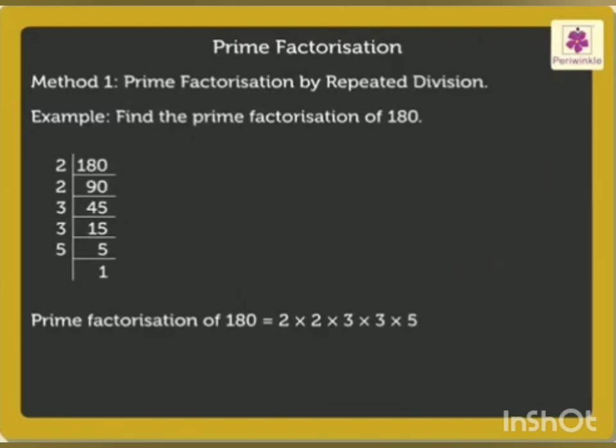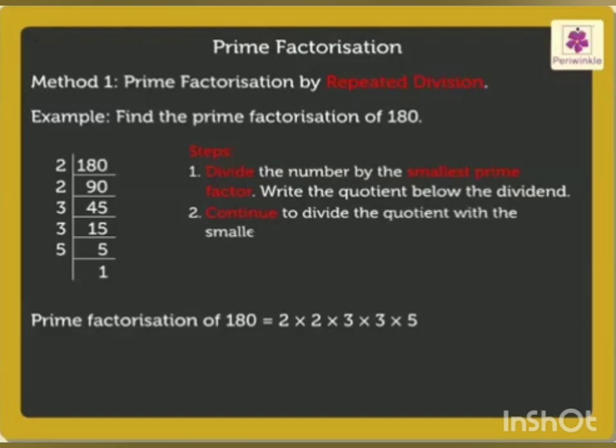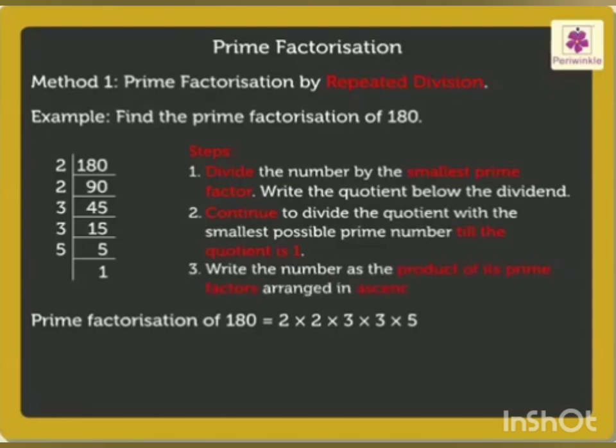So, we have to follow 3 steps while finding the prime factorization by repeated division method. They are: Step 1. Divide the number by the smallest prime factor. Write the quotient below the dividend. Step 2. Continue to divide the quotient with the smallest possible prime number till the quotient is 1. Step 3. Write the number as the product of its prime factors arranged in ascending order.